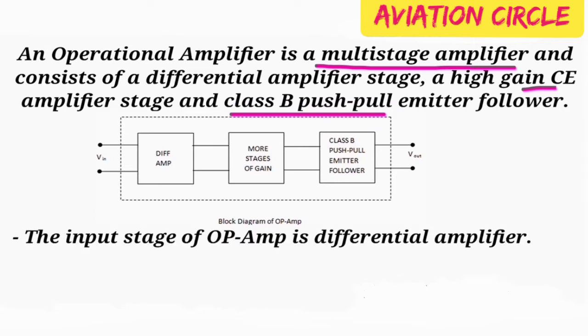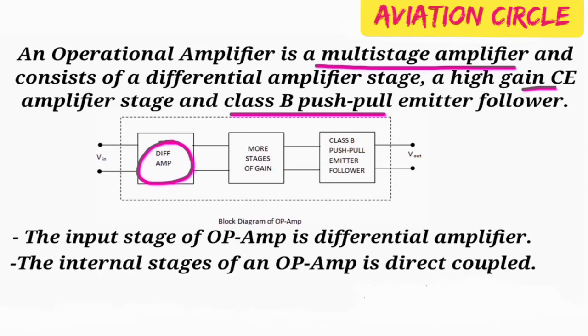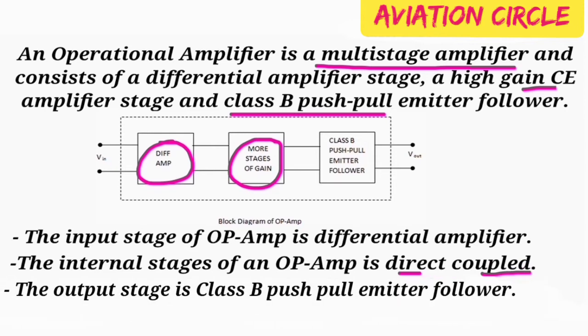The input stage of operational amplifier is a differential amplifier. The internal stages of an operational amplifier are direct coupled. Direct coupling allows the operational amplifier to amplify DC and AC signals. The output stage is a class B push-pull emitter follower.